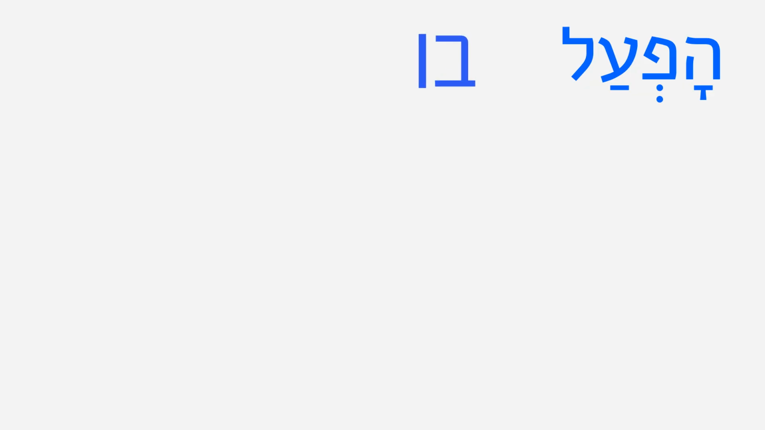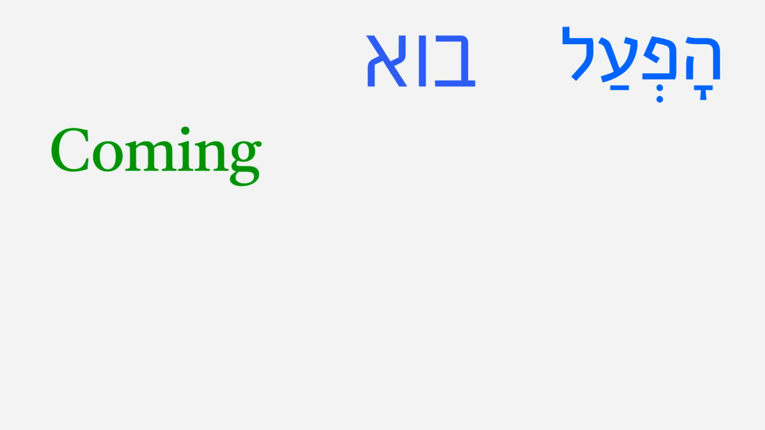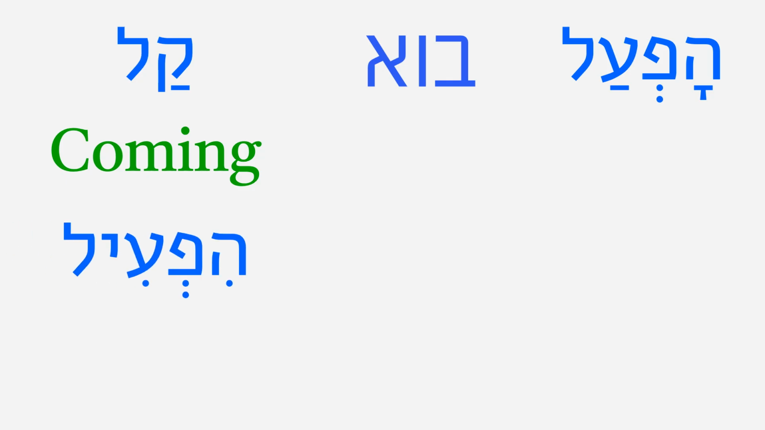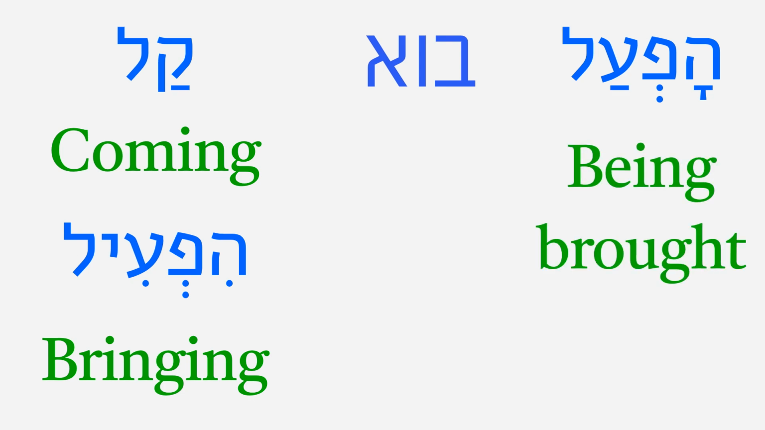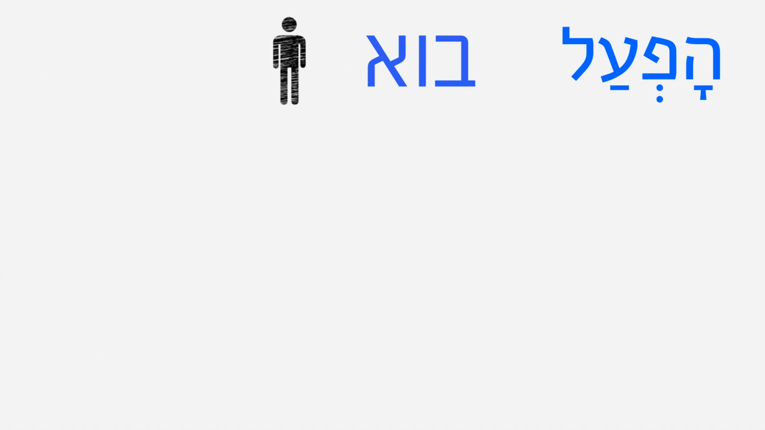The root bet vav aleph has a meaning of coming in the basic kal binyan. That means in the causative Hiphil, it has a meaning of bringing. And that means that in the passive Hophal counterpart of the Hiphil, this root has a meaning of being brought. This root has two letters that make it irregular in all three of these binyanim: the second root letter vav that acts as a vowel, making this a hollow root, and the third root letter aleph. Let's make the masculine singular form of the present tense of this root in the Hophal.